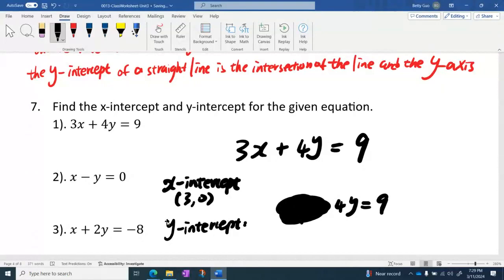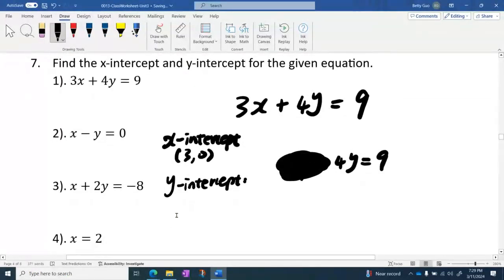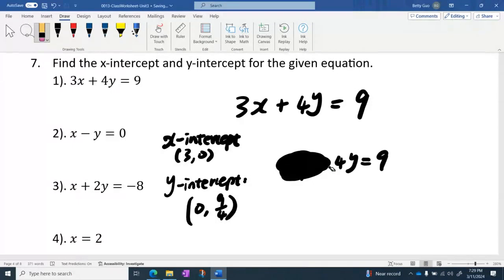Again, some of you may be able to quickly find the value of y. Divide each side by 4, right? Then y is 9 over 4. And that's the y-intercept. You see what I'm talking about? So when the equation is in a standard form, finding the x-intercept and y-intercept is very convenient.